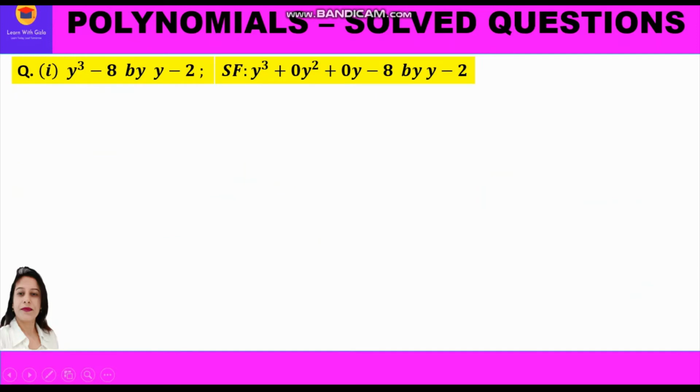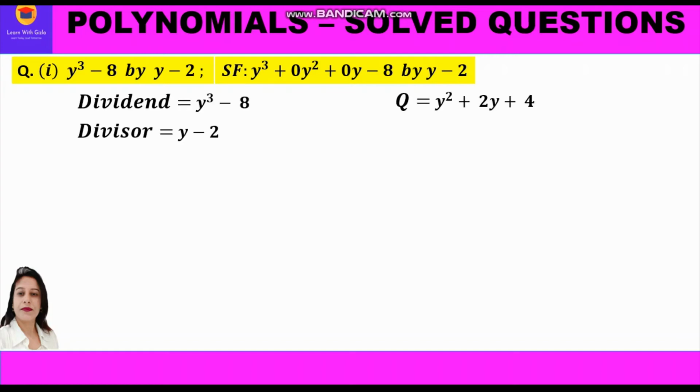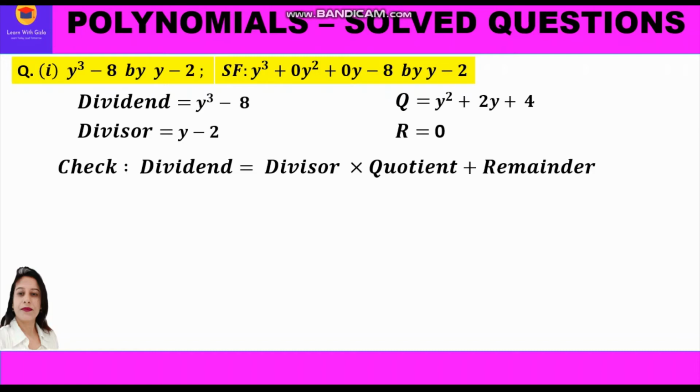Now let us check our answer using the division algorithm. For that we require 4 elements, that is dividend, divisor, quotient and remainder. Now we shall substitute these values in the equation. First of all we have to write dividend, that is y cube minus 8, is equal to divisor, that is y minus 2, multiplied by quotient, that is y square plus 2y plus 4, plus remainder, that is 0. Now we shall write it again.